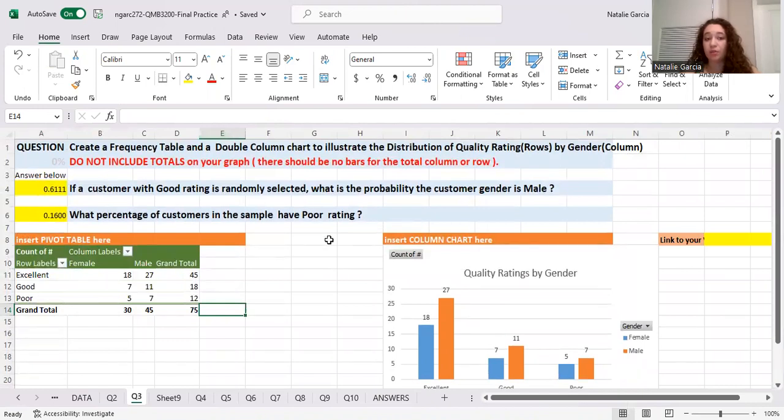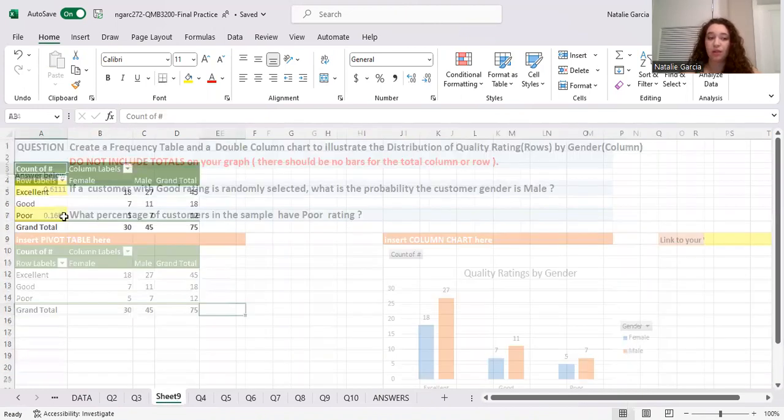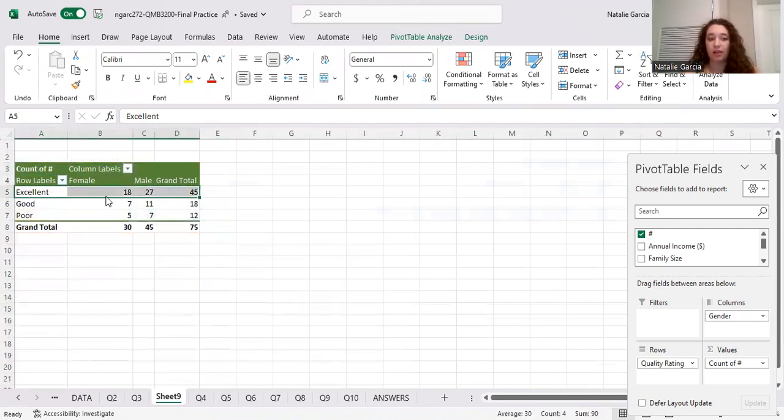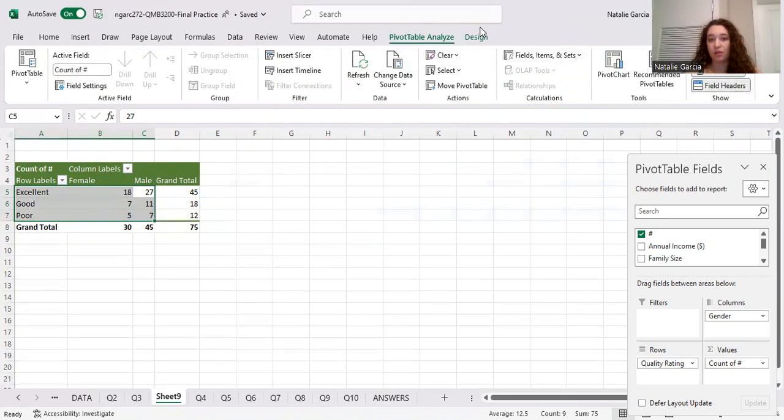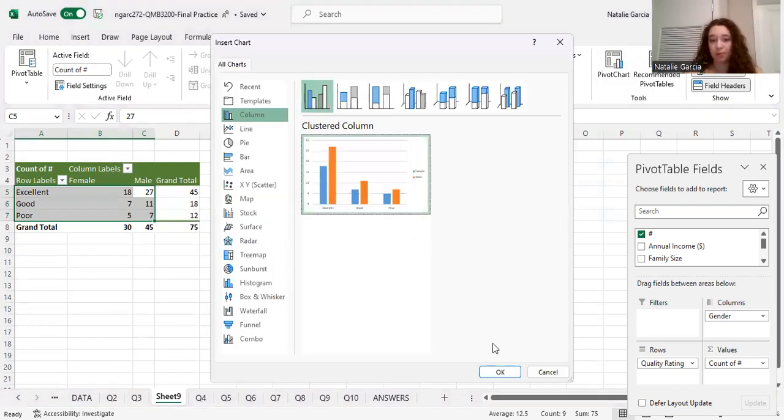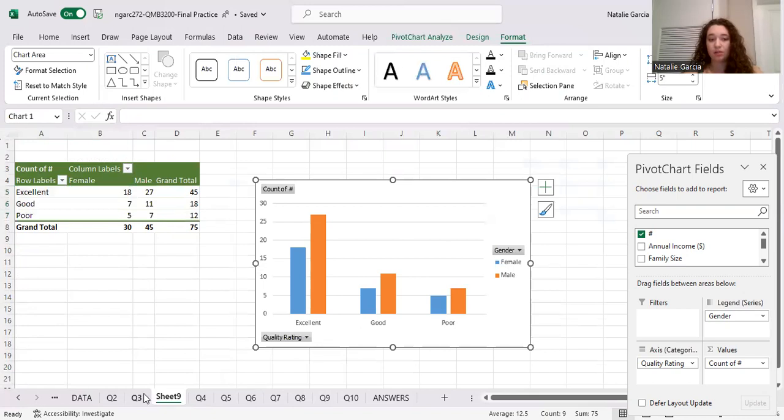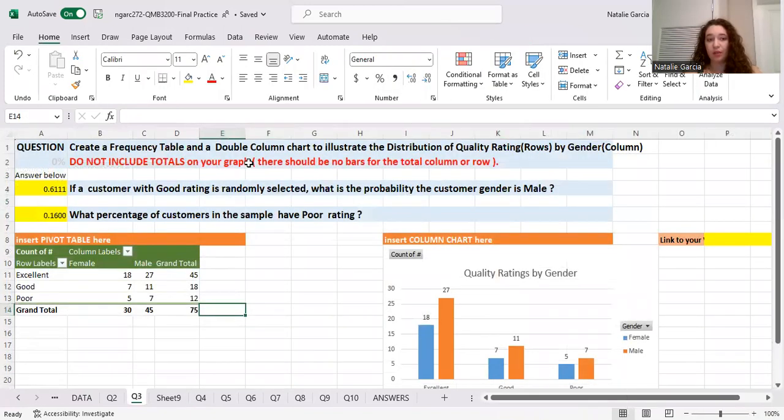For the double column chart, to create that, you have to highlight from here, male, female, and excellent rows. That needs to be highlighted. Then you're going to go to pivot analyze and select pivot chart. My face was blocking some of the things I needed to see. The first thing it's going to recommend is a clustered column chart, which is what we want. We want a double bar chart, as is explained here, to create the double column chart. And this would be that double column chart, quality ratings by gender.